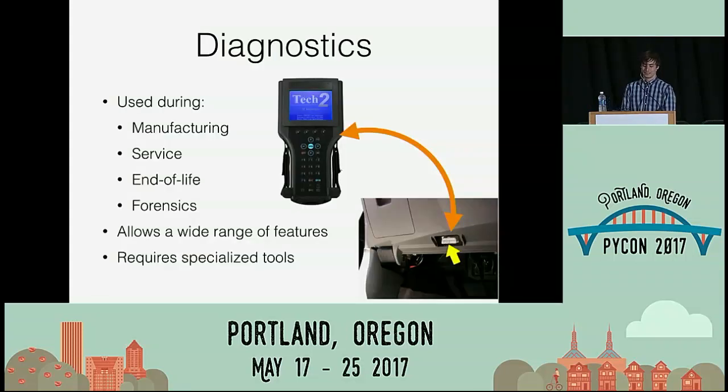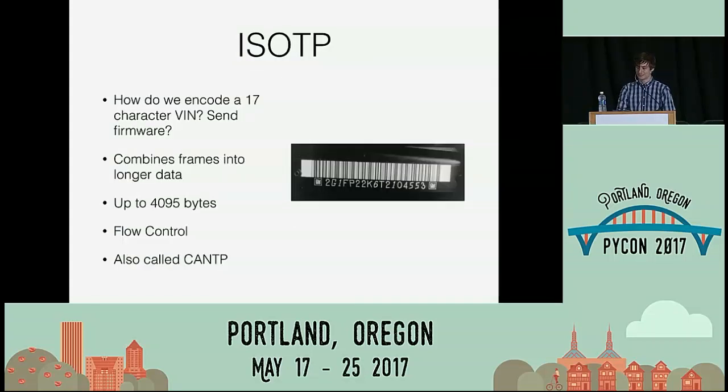Diagnostics. This is used during manufacturing, service, end of life, and forensics. Manufacturing to set your car up, service to figure out what's wrong with it, end of life to deploy your airbags, oddly enough, and forensics for if your airbags go off, they can actually get some cool data about why you crashed. It allows for a ton of features, and we're going to talk about them, but it usually requires special tools. That's a GM Tech 2. It is one of the GM tools. It is rather expensive.